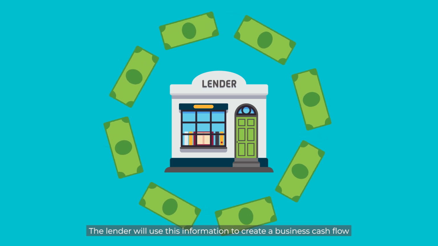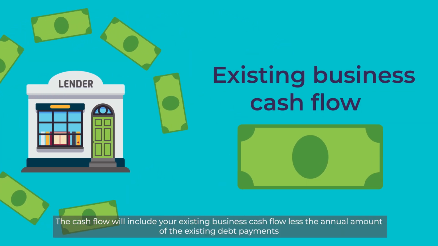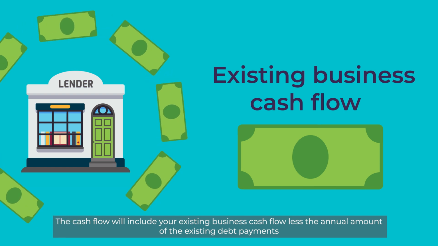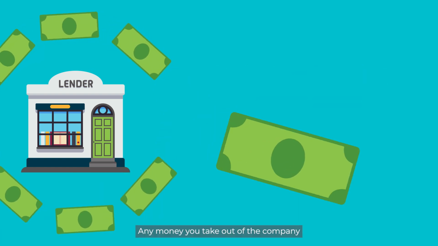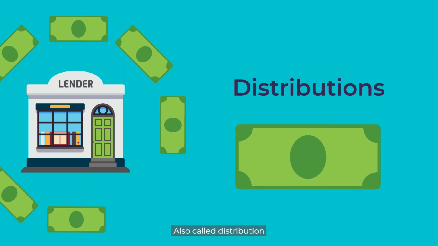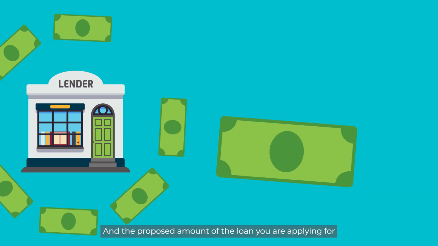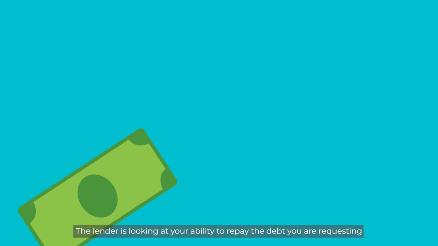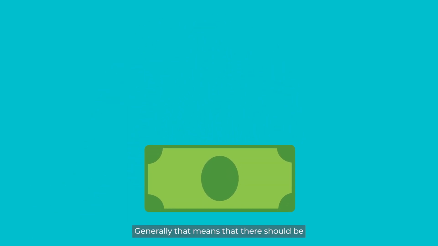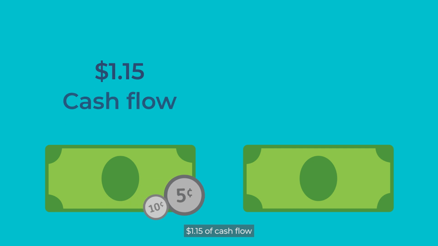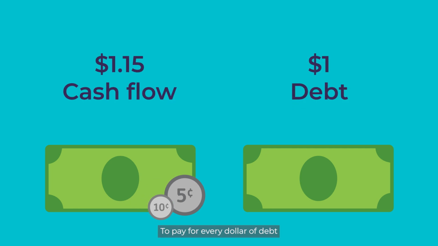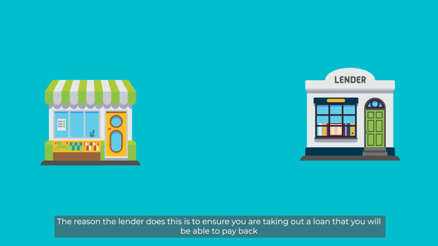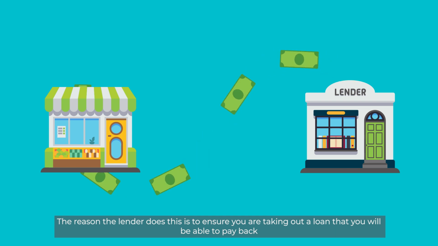Here's a sneak peek into the lender's perspective. The lender will use this information to create a business cash flow. The cash flow will include your existing business cash flow less the annual amount of the existing debt payments, any money you take out of the company, also called distributions, and the proposed amount of the loan you are applying for. Specifically, the lender is looking at your ability to repay the debt you are requesting. Generally, that means that there should be $1.15 of cash flow to pay for every dollar of debt. The reason the lender does this is to ensure that you're taking out a loan that you will be able to pay back.